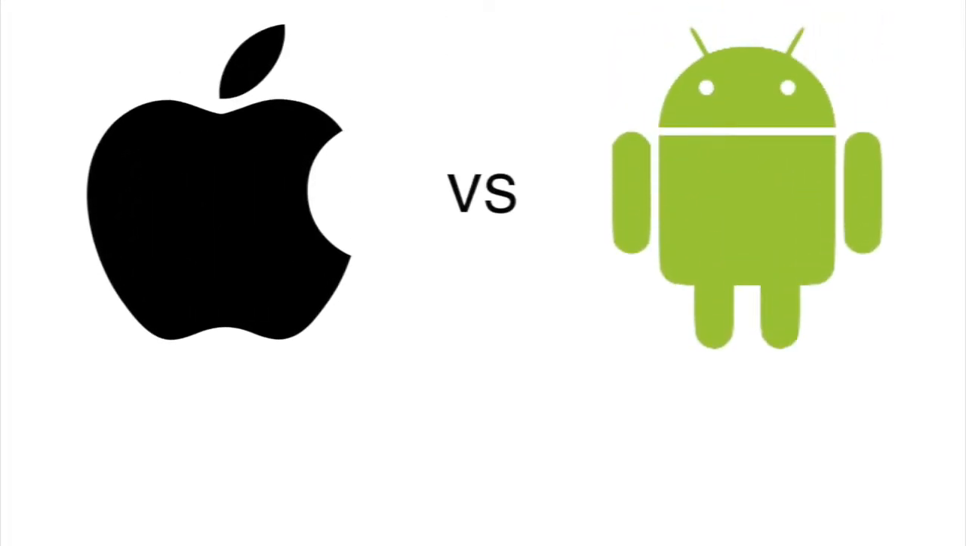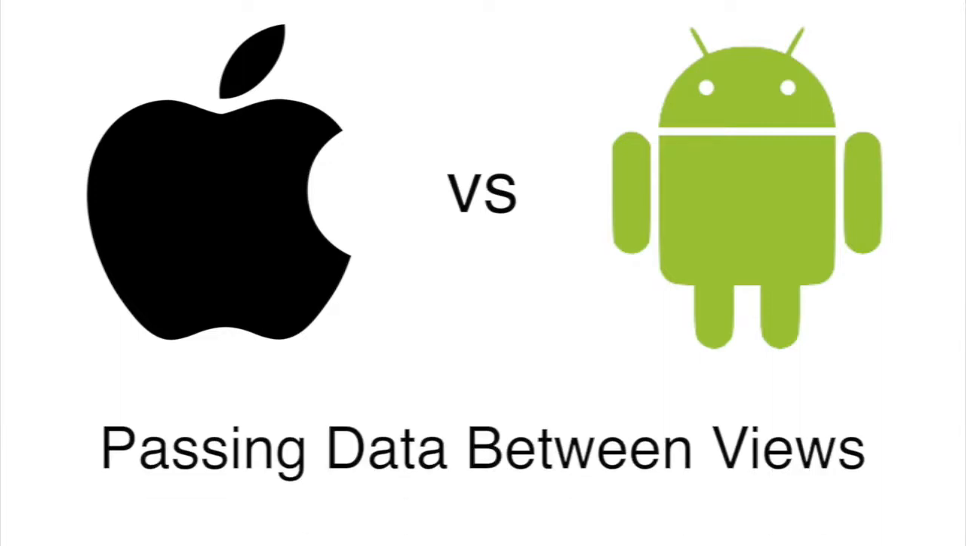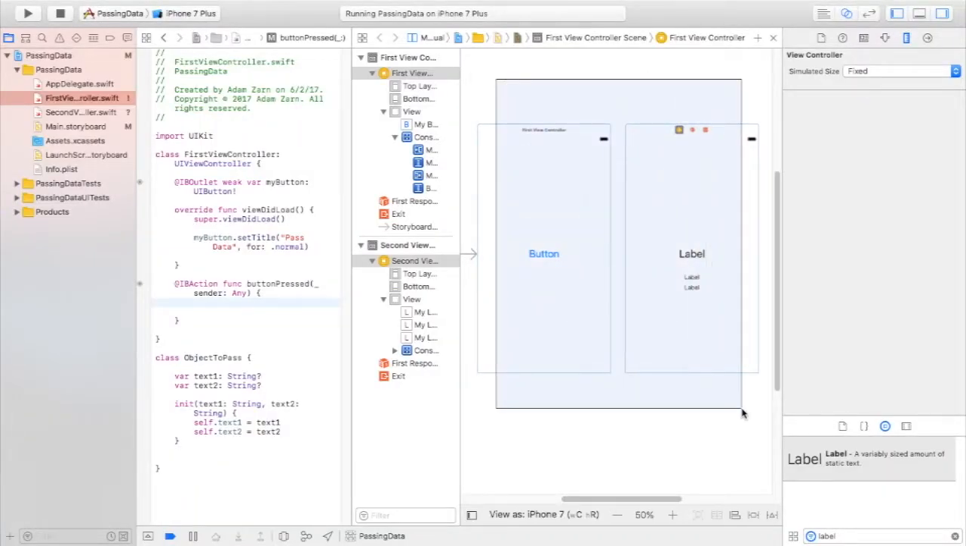Hey guys, welcome to another episode of iOS versus Android development. Today we're talking about how to pass data between views. We'll start with iOS, and as you can see, I've already created a first view and a second view.